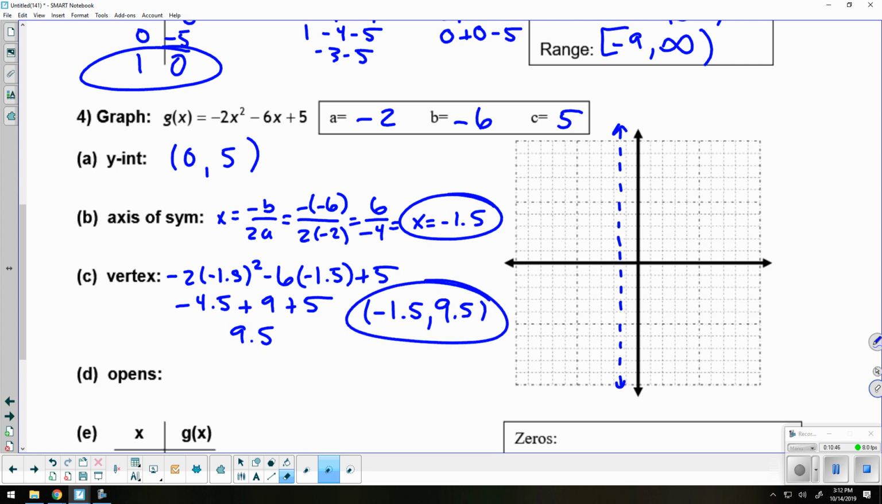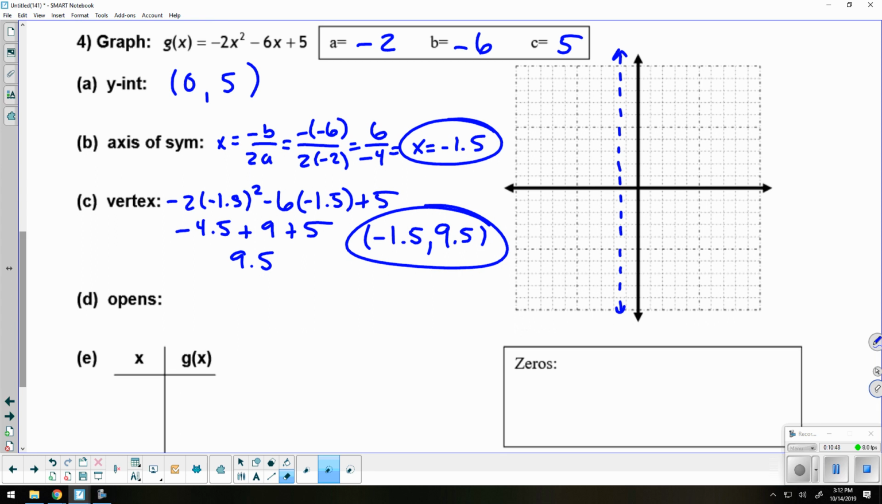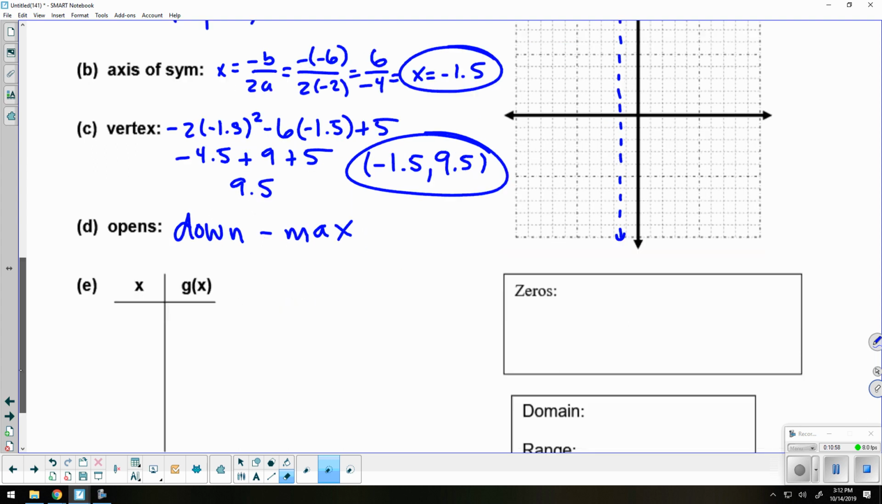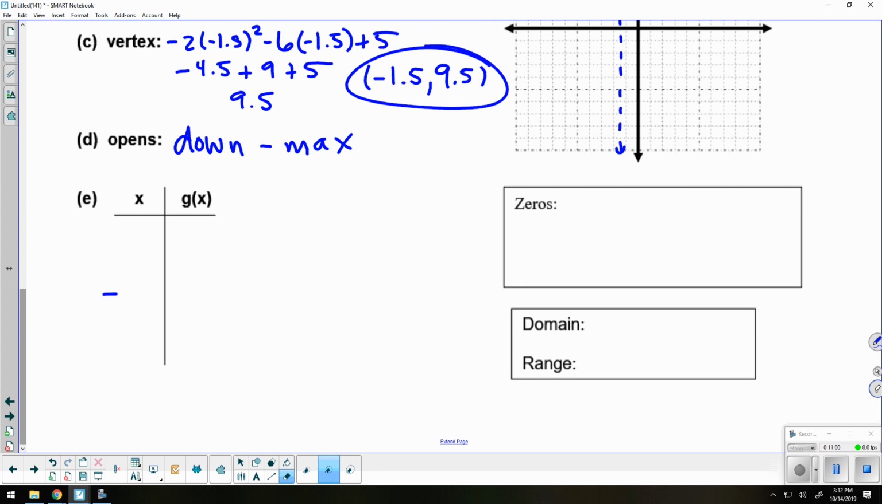Okay, is this going to open up or down, making it a max or a min? So looking back at the a value, it's negative, so it should be downward facing, which means it's going to be a maximum. So that vertex that we just found, put in the middle of the table, negative 1.5, 9.5, that's our vertex. Again, that's going to be the highest point on our graph. Nothing's going to be above that point. Everything's going to be underneath it once it's all graphed and said and done.